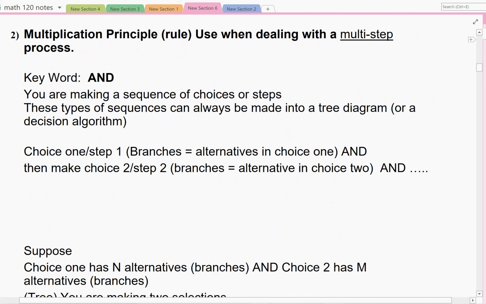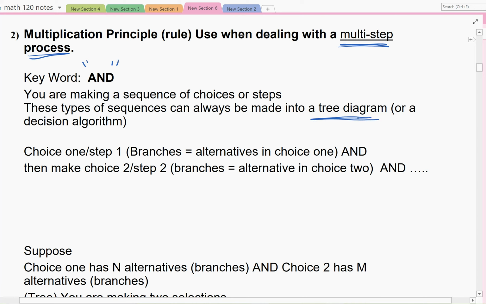All right, the multiplication principle, or rule, is used to deal with a multi-step process. The key word is and, all right? You are making a sequence of choices or steps, meaning you're going to do more than one thing. Unlike the last example where I was making one drink choice, that's it. I was just choosing my beverage type. This will be now I'm going to do more than one thing. So it's a sequence of choices or steps.